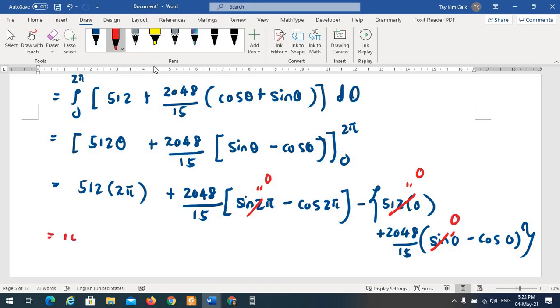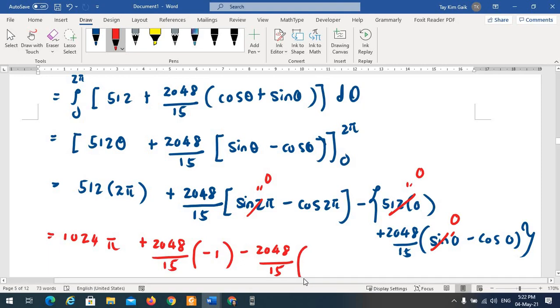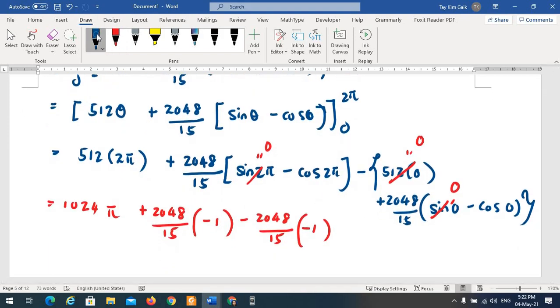So you have here 1024 pi plus 2048 over 15. Cos 2 pi is 1, so it's negative 1, minus 2048 over 15. Cos 0 is 1, so minus 1. Then this is minus 1, this is positive 1, cancel. That's why the answer is 1024 pi. The answer is 1024 pi.